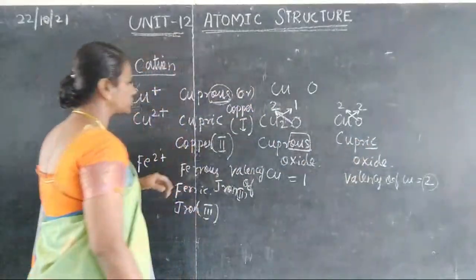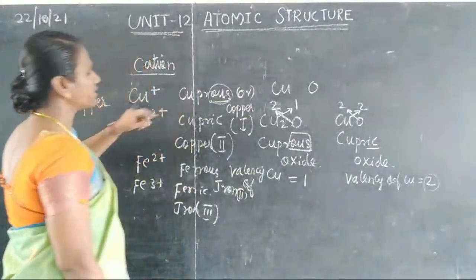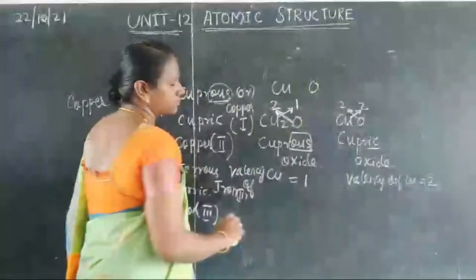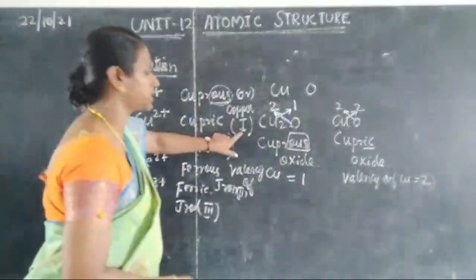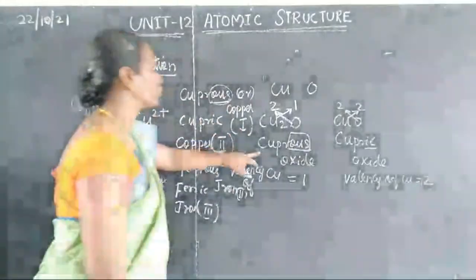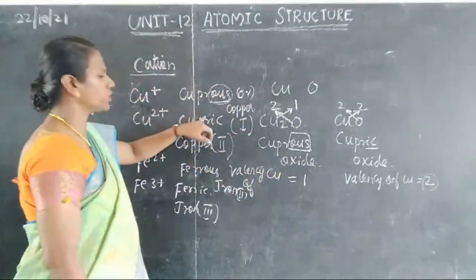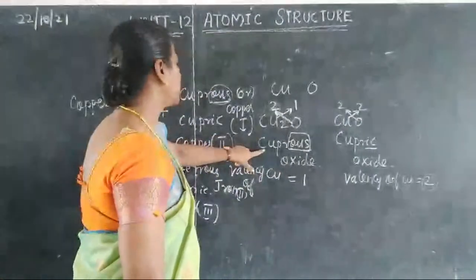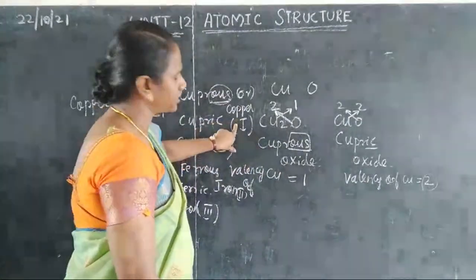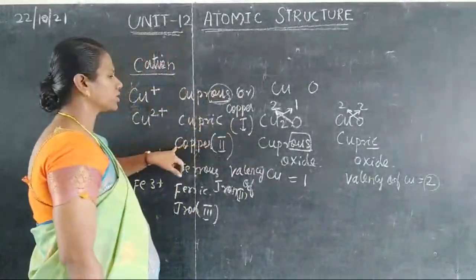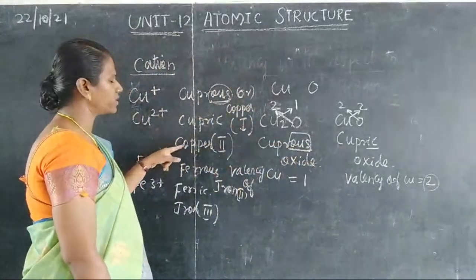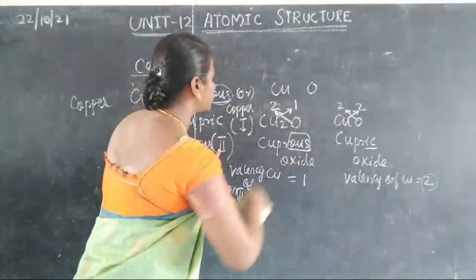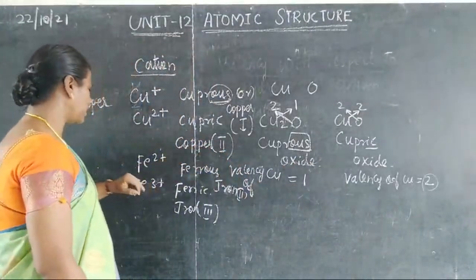Okay, and also we can write the Roman numerals in parentheses following the metal's name. For example, here in cuprous oxide, the metal is copper. And what about the valency? It is 1. And in cupric oxide, the metal is copper. And what about the valency of the copper? Here it is 2.